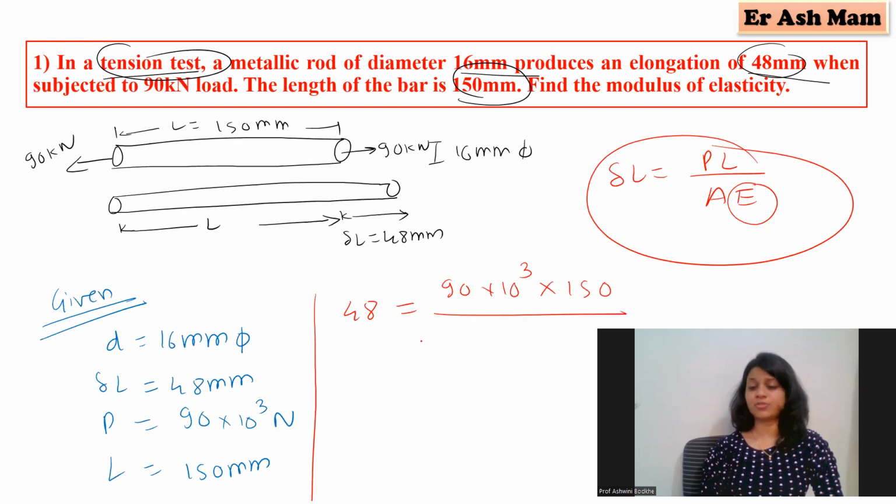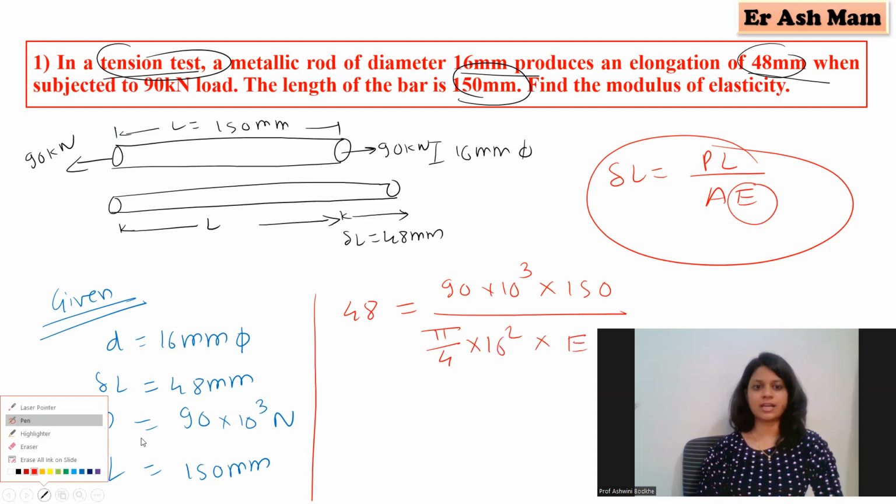Area, for a circular cross section, the formula of area is pi by 4 into d square, that is pi by 4 into 16 square, into E. E is unknown. Just substitute all values, and we will get the value of E in the calculator.